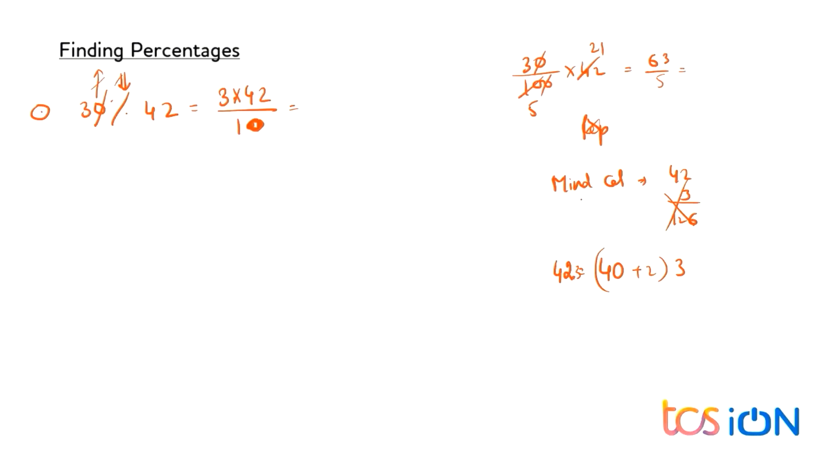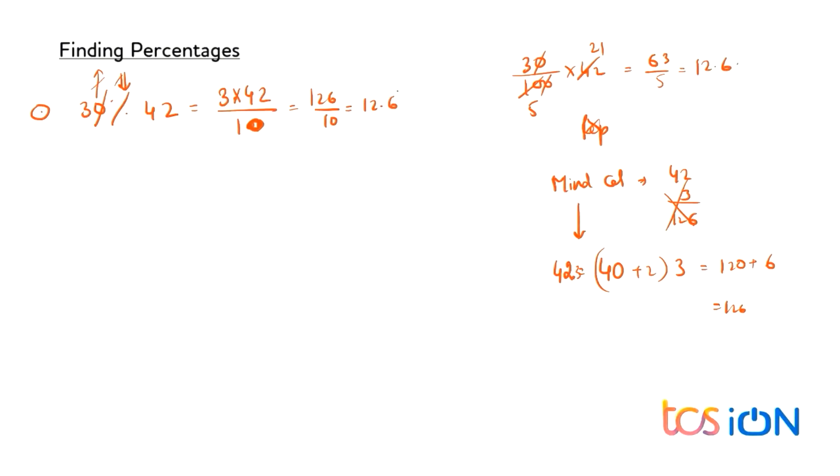Now I'll just be doing the mind calculations. 4 3s are how much? 120, plus 3 2s are 6. That's going to give me 126 in total. Right? So 126, but is your answer 126? No. Upon 10, that's going to give me 12.6, which you're going to get over here also.